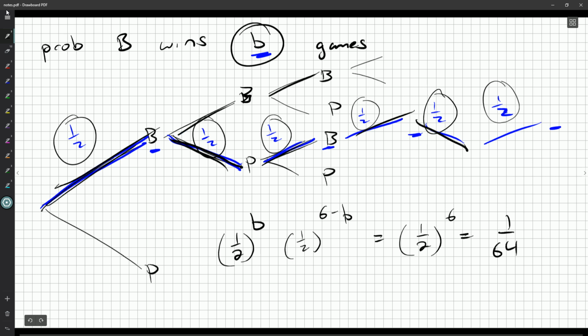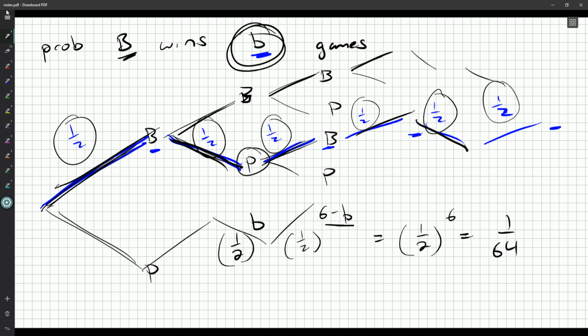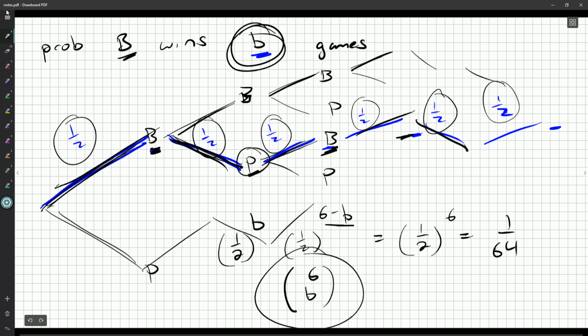Blaise could win a whole bunch of games and then start losing. So how many of the branches on our probability tree will have exactly B Bs, and the remaining 6 minus B nodes are Pierre winning? That's where we're going to have to use a little bit of combinatorics. We've got 6 games, and we need to choose B of these games for Blaise to win, and then Pierre will have to win the others. So that's how many branches, and each branch is worth 1/64.